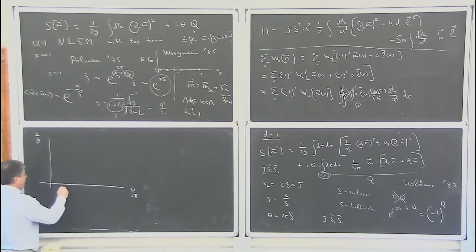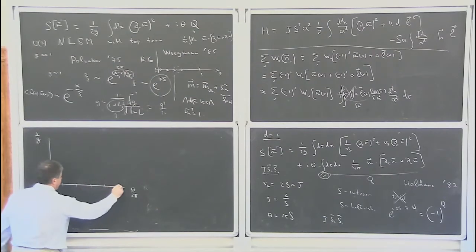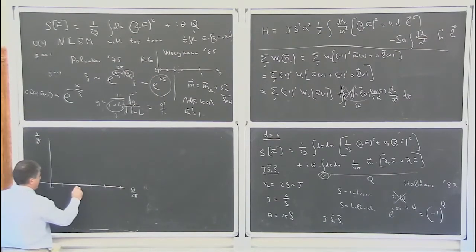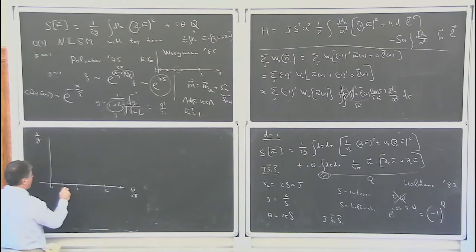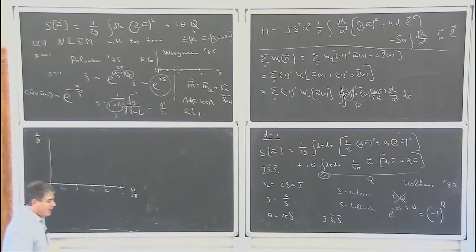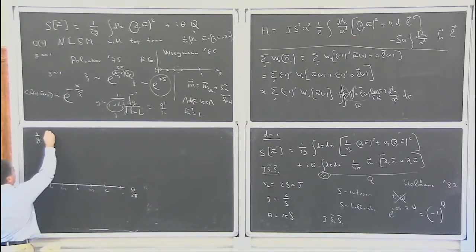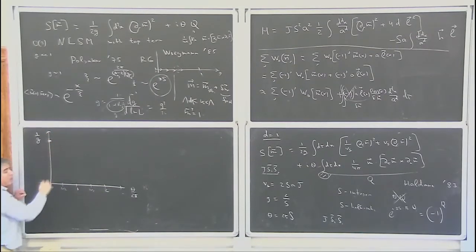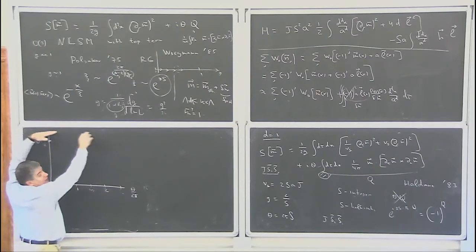So theta divided by 2 pi can be 0, 1, 2, or 1/2, 3/2, etc. And if I'm talking about the nonlinear sigma model, I'm on this line. Theta is 0, and I am somewhere here. And this 1 over g is, remember, s over 2, and I assume that s is large. The coupling constant is large, so I'm really high up here. So large spins are somewhere there.